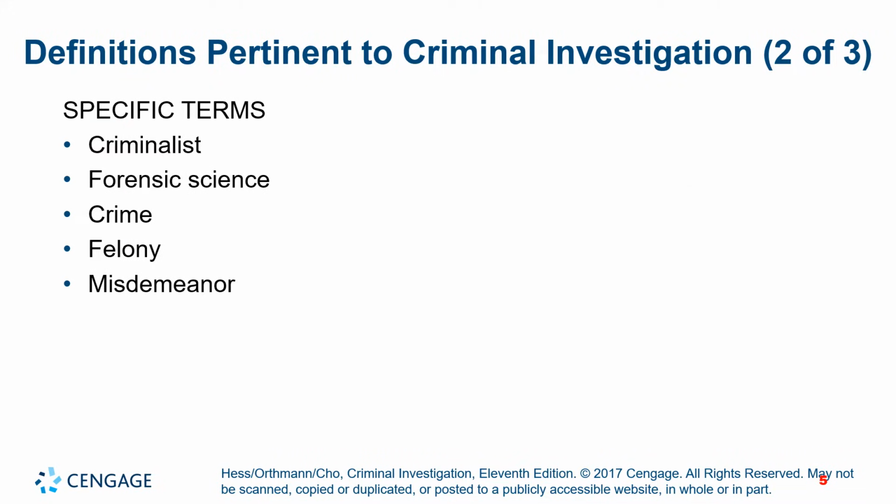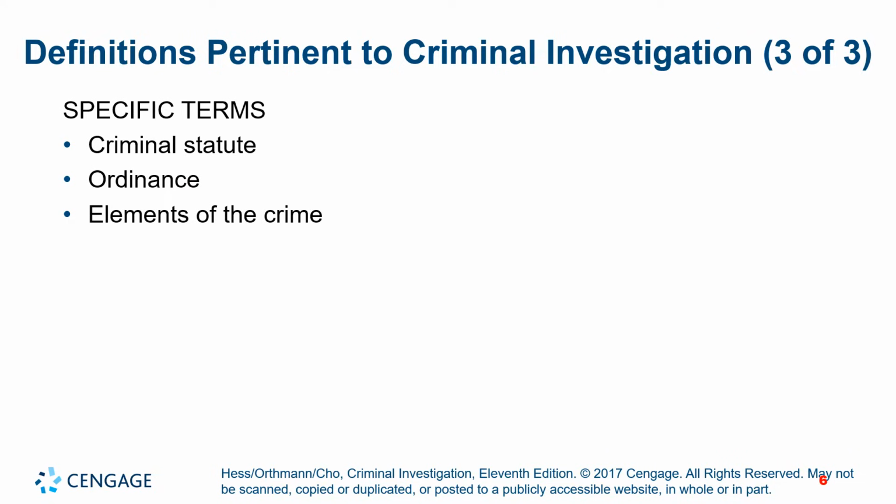Some other specific terms you need to be familiar with. First is a criminalist. That's someone who studies a specific type or types of crimes and becomes specialized in those. Forensic science, which involves post-mortem work and work at the scene of a crime. The crime, which is obviously self-explanatory. A felony, which is a major crime, and a misdemeanor, which is a minor crime.